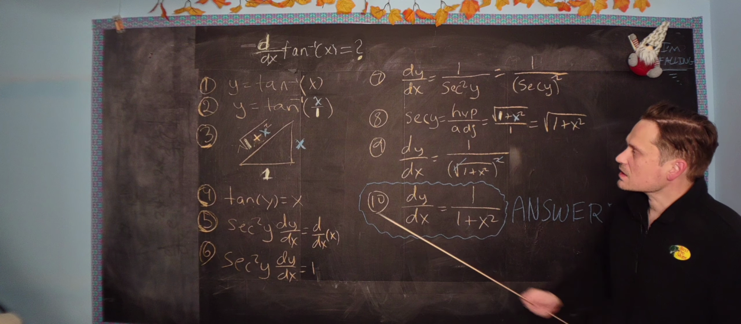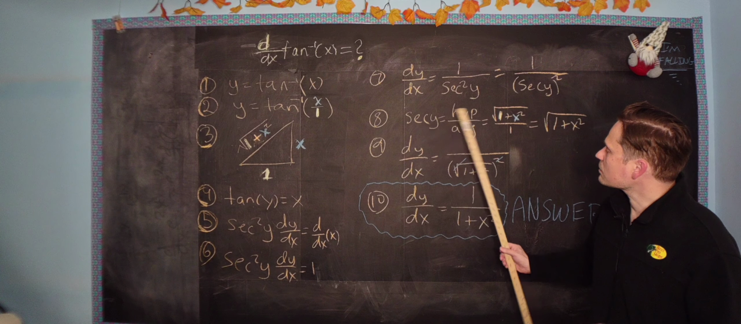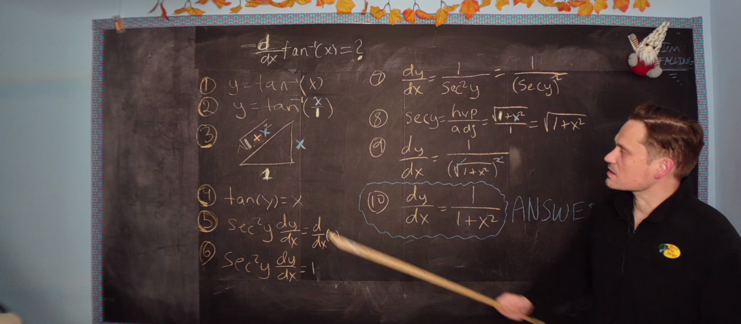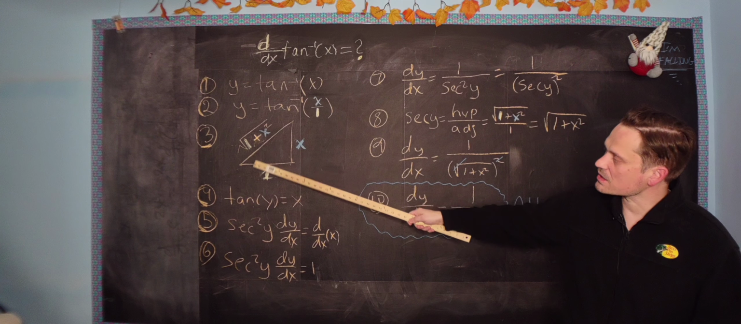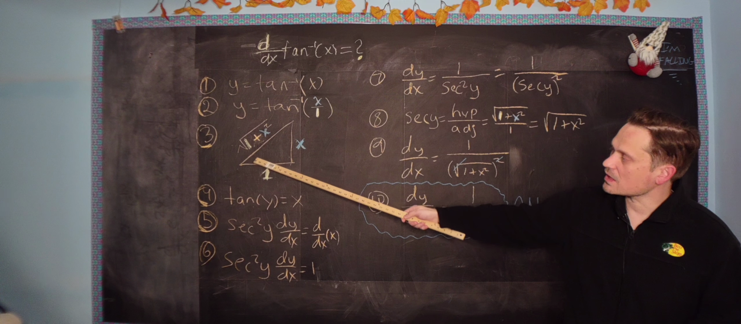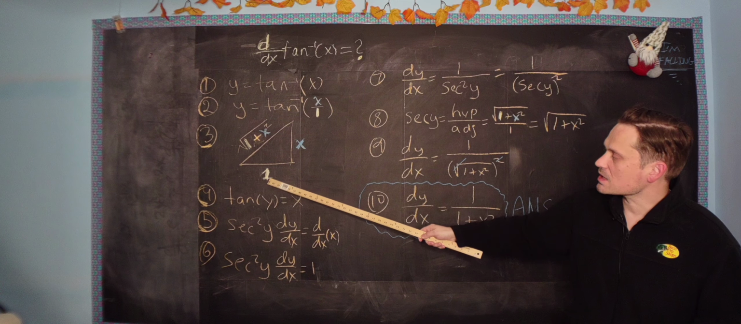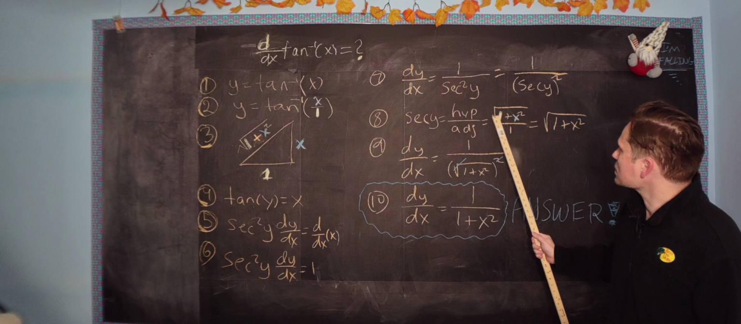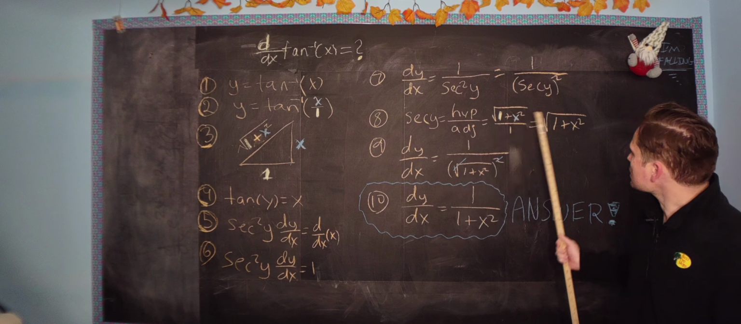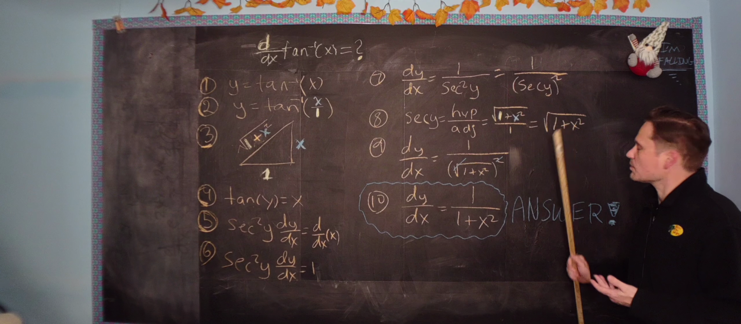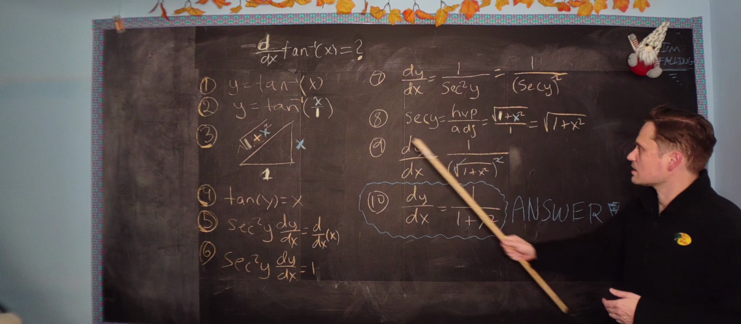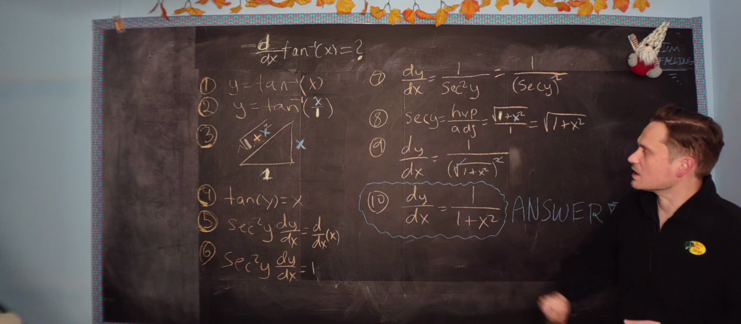So using this triangle, the secant of y is hypotenuse over adjacent. So the hypotenuse is the root of 1 plus x squared. The adjacent side, given the angle is this angle right here, is the 1. So you have the root of 1 plus x squared over 1, which then just simplifies into the square root of 1 plus x squared, as shown right here, right at the last step of step 8.